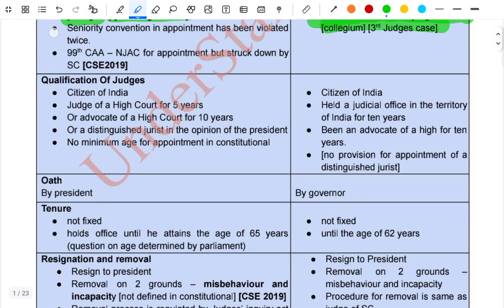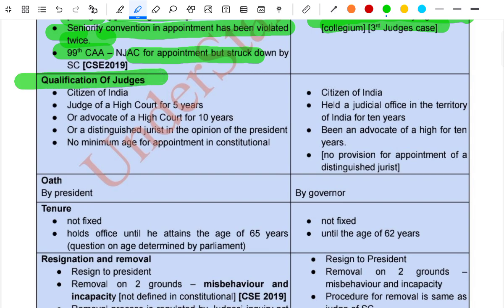The seniority convention in appointment has been violated twice. The 99th Constitutional Amendment Act created the NJC for the appointment, but the Supreme Court struck it down. The qualification of the judges.